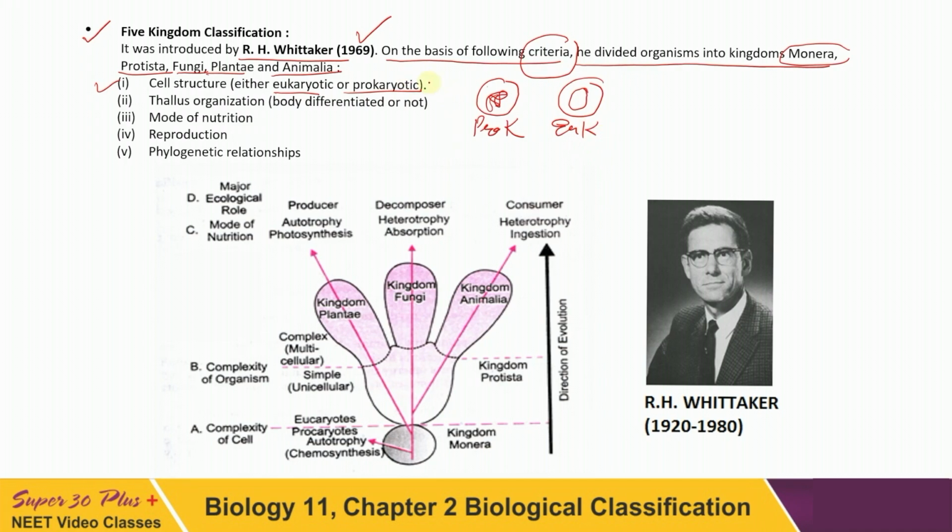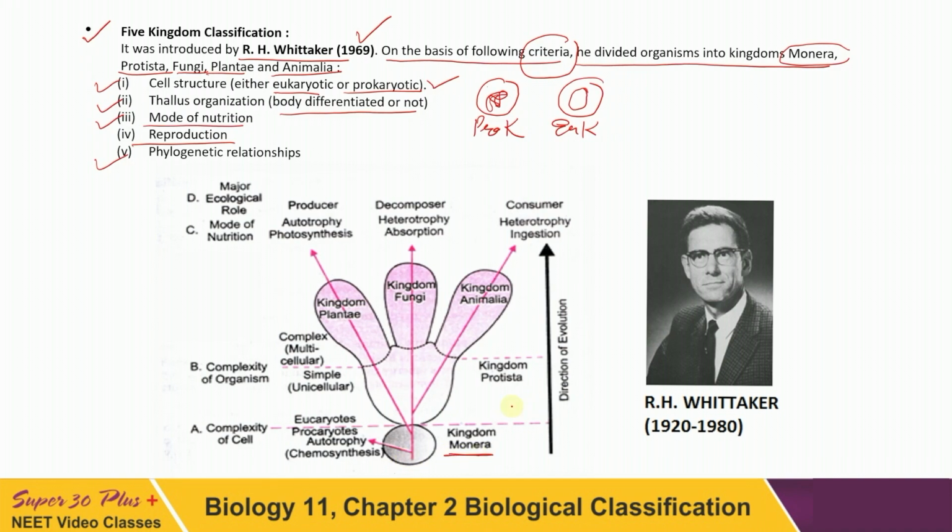One of the objections to Linnaeus is overruled here. Next is thallus organization: the body of the organism is unicellular or multicellular. Then the mode of nutrition: it can do photosynthesis and make its own food, or cannot make its food. Then reproduction and phylogenetic relationships. Now we have to see the diagram I gave you, to see how we establish this phylogenetic relationship. This is the first kingdom, Monera.